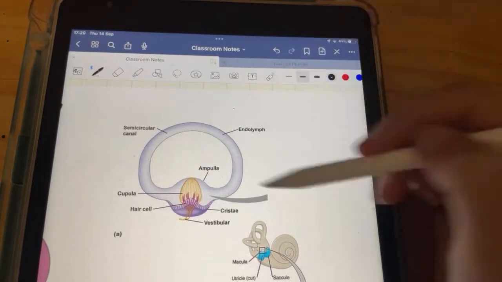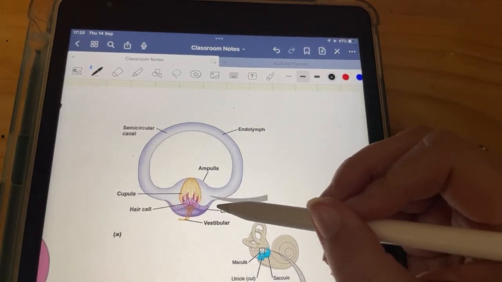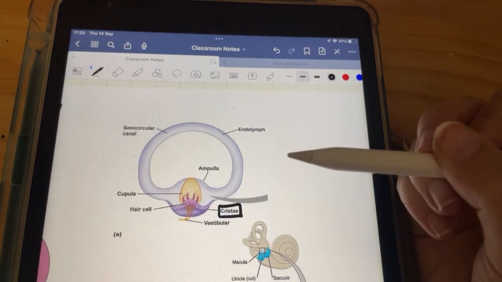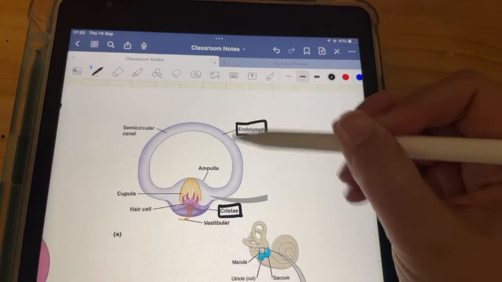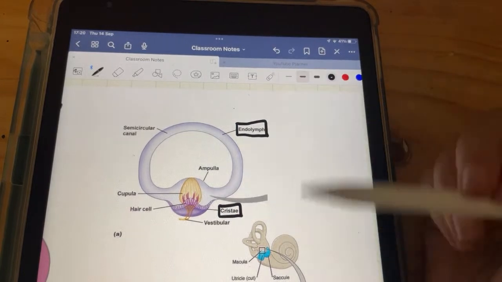All you actually need to know of this diagram is the name of our receptor cell, which is going to tell us which direction we're moving our head, and the fact that endolymph is moving around stimulating the cristae. And that's it. That's all you need to know.